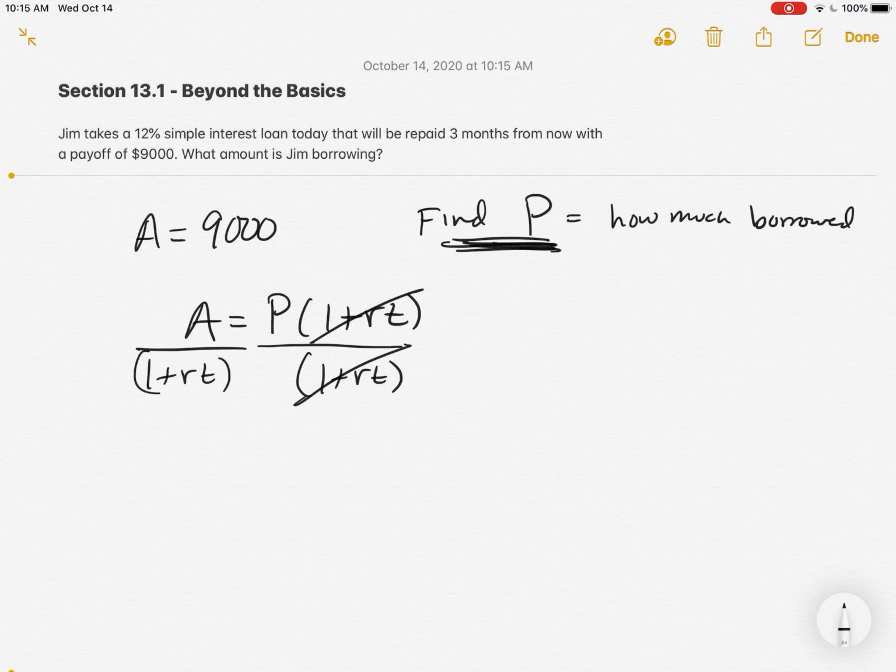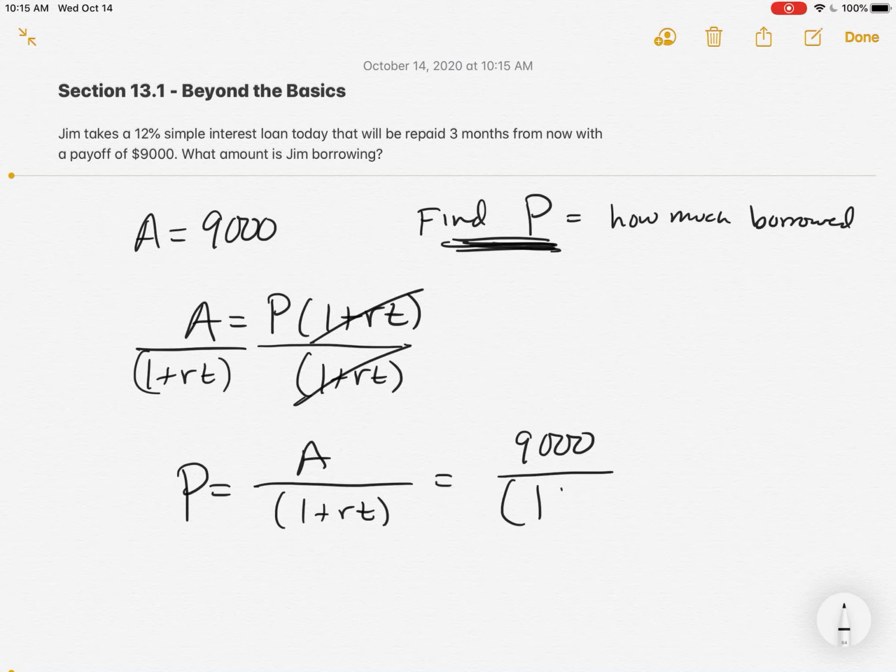So one way to do this, and they demonstrate this in the book, and you could come to the exam with this written down, is that the present value, if you need to solve for it, or the borrowed amount, is A over 1 plus RT for simple interest. So in our case, A was 9,000. 1 is a constant number. The rate was 12%, so we're going to do 0.12. And we're going to multiply that by the number of years, but it's 3 months, so I'm going to put 3/12 in there.